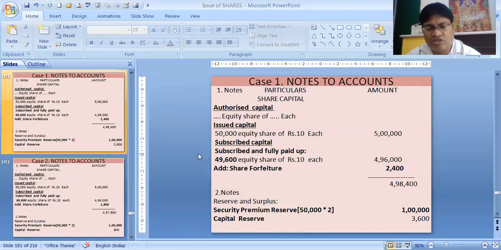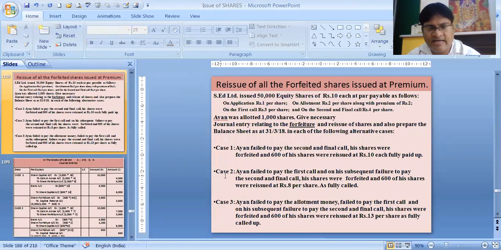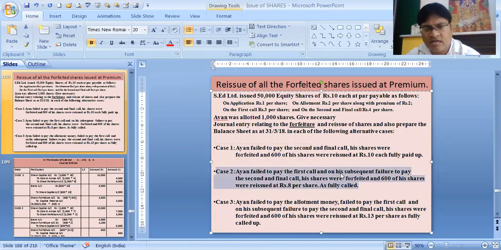Now we will do case 2. Let's read case 2. Case 2 says that Ayan has failed to pay the first call, and on his subsequent failure to pay the second and final call, his shares were forfeited. And 600 of his shares were reissued at rupees 8 per share. That means we are reissuing at a discount, but as fully called. Fully called means we have made a call till the second call because he has not paid the second call also. So we made it till the second call, meaning 10 rupees again.